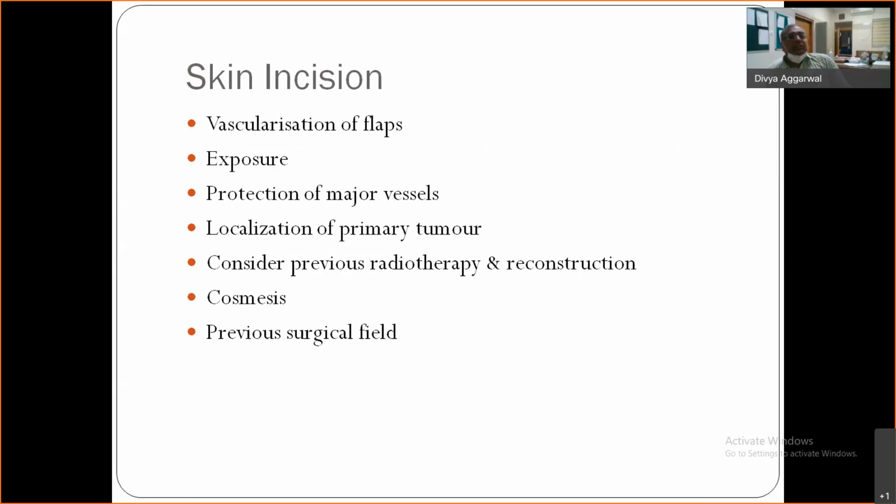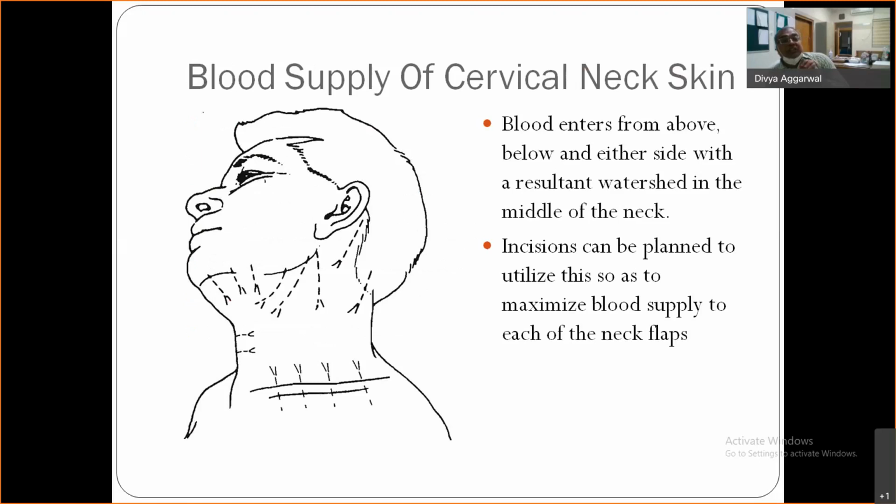Now, there are certain considerations for skin incisions when we are dealing with neck dissection. These are the perfusion of the flap, proper exposure of the field, protection of major vessels, localization of the primary tumor. Consider previous radiotherapy and reconstruction, because then things become more difficult. Cosmetics and previous surgical field. Now, this diagram is very important. It has been taken from Stell and Maran, and all standard textbooks have it. This is important because when you are planning your skin incision, you should know how the blood enters and leaves the neck area.